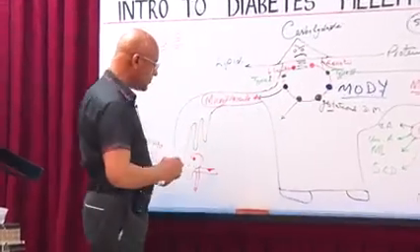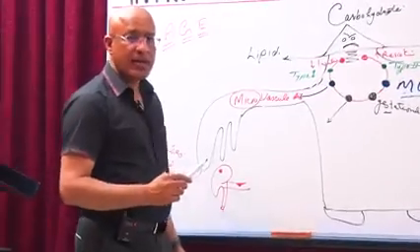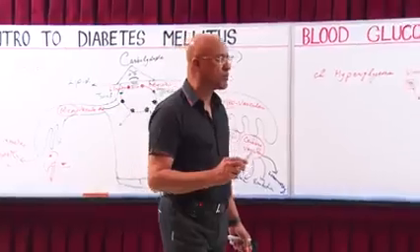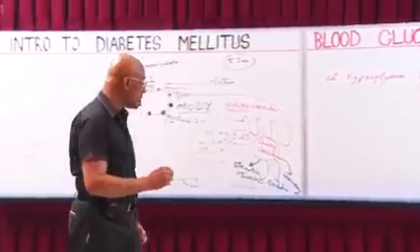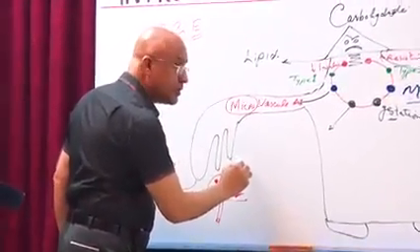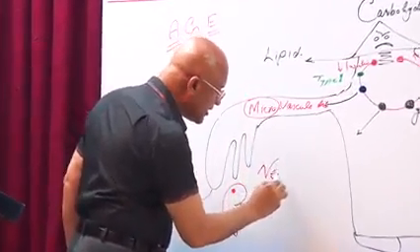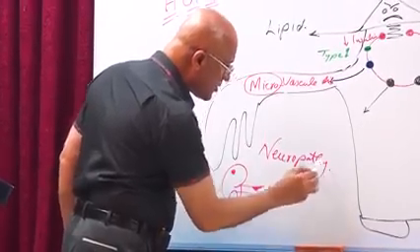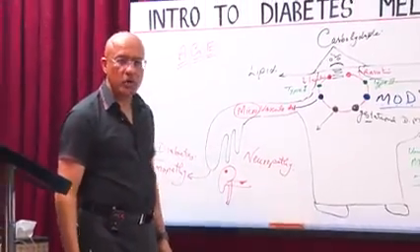Then we come to another tissue that loves to have microvascular disease, that is your neurons. We call it diabetic neuropathy. What is it? Diabetic neuropathy.